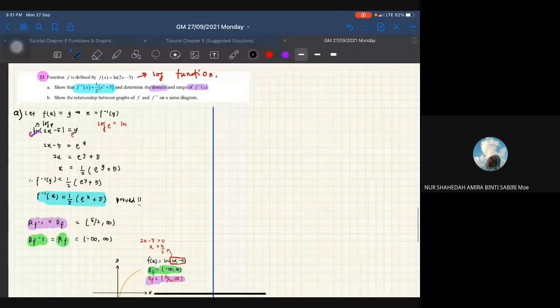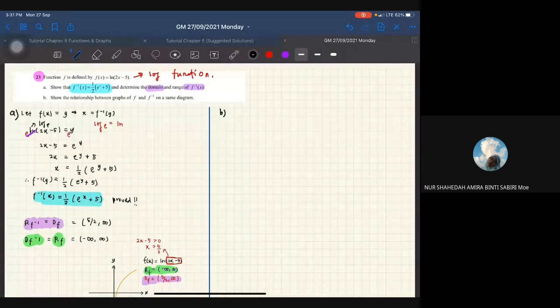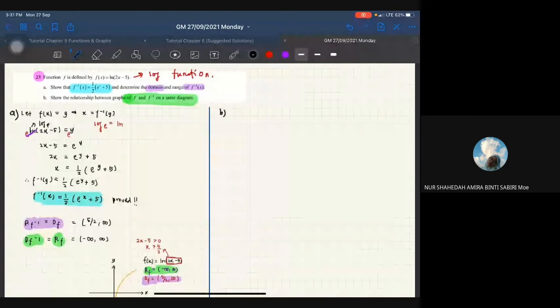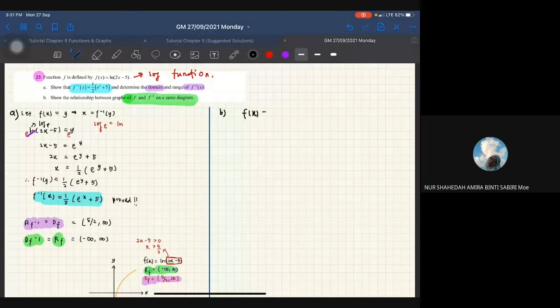Alright, so the second part. Soalan minta kita show the relationship between graphs of F and F inverse on the same diagram. So kita perlu lukis F dengan F inverse on the same diagram. Okay, so jom kita try lukis satu-satu dulu. Alright, so the first F is ln. So kita try dulu lukis. We have Fx is equal to ln 2x minus 5.